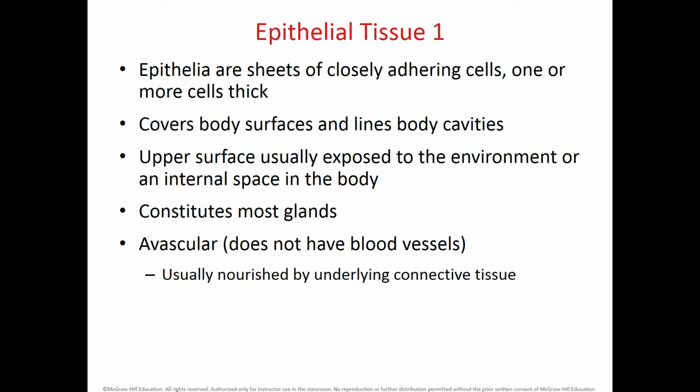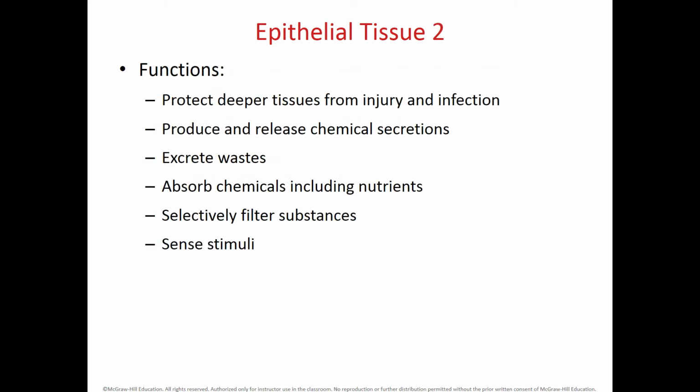Now these epithelial cells constitute most of our glands, and they don't have nourishment of their own. So they are avascular tissues, they don't have blood vessels. Now where do they get their nutrients from? They get their nutrients from the underlying connective tissue, which actually has blood vessels. So the nutrients will diffuse from the underlying connective tissue into the epithelial tissue.